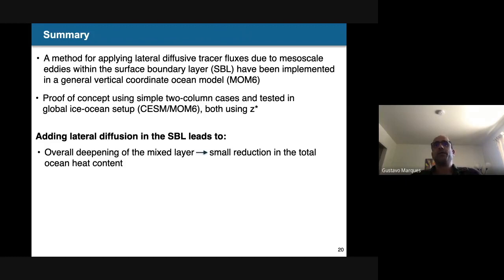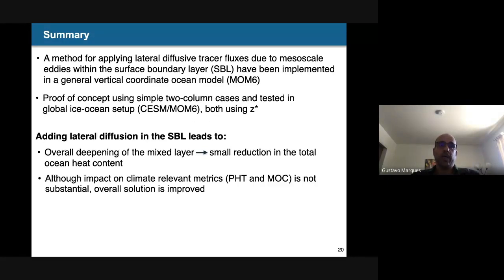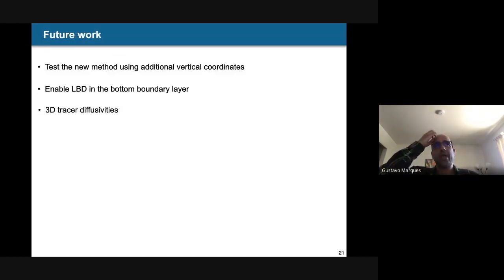Adding the lateral diffusion in the surface boundary layer overall leads to an overall deepening of the mixed layer depth, and therefore a small reduction in the total ocean heat content. And although the impact on climate-relevant metrics such as polar heat transport, MOC, and so on is not substantial, the solutions are overall going towards the right direction. There's still a lot to be done. This is a few things that we have on our radar right now.